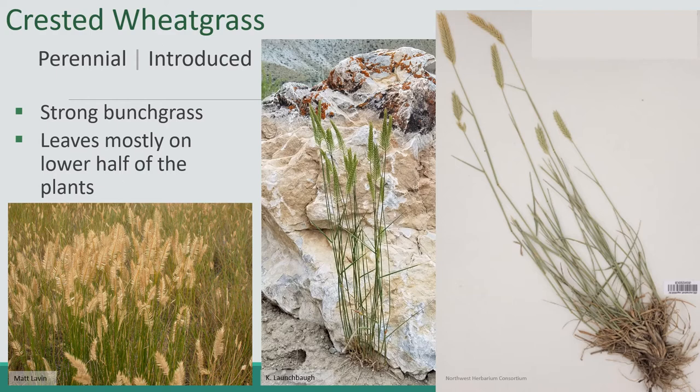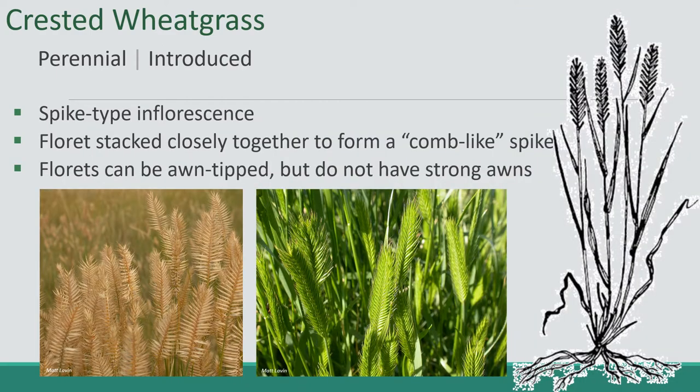The inflorescence has spikelets that are strongly overlapping. I'll show you some more pictures of that. So look for a strong bunch grass, but this time leaves are mostly on the lower half of the plant. And now let's take a closer look at that seed head. There it is. See how those inflorescence is full of spikelets that are just strongly overlapping.